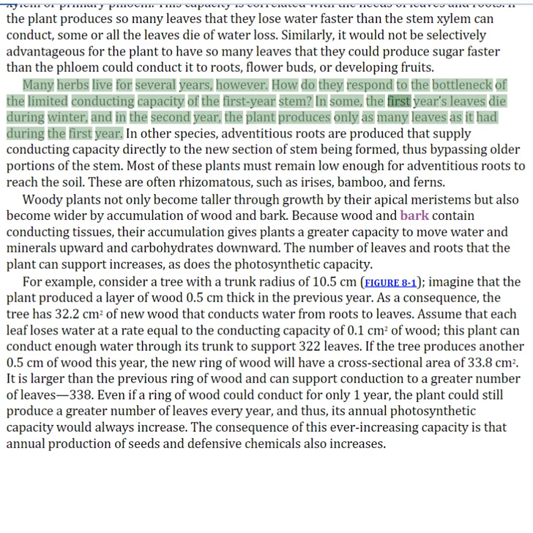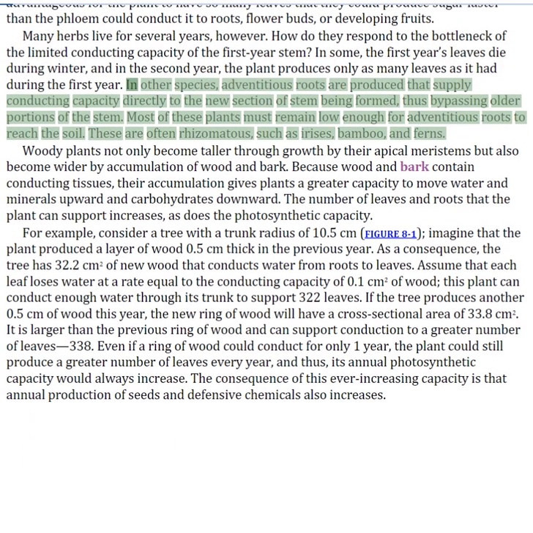In some, the first year's leaves die during winter, and in the second year, the plant produces only as many leaves as it had during the first year. In other species, adventitious roots are produced that supply conducting capacity directly to the new section of stem being formed, thus bypassing older portions of the stem. Most of these plants must remain low enough for adventitious roots to reach the soil. These are often rhizomatous, such as irises, bamboo, and ferns.